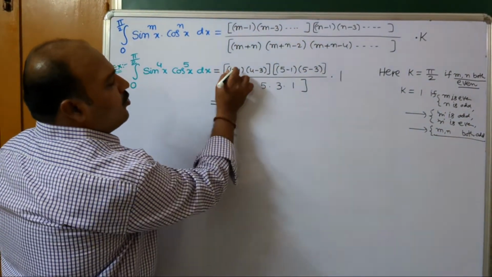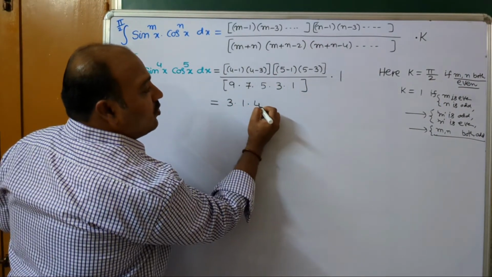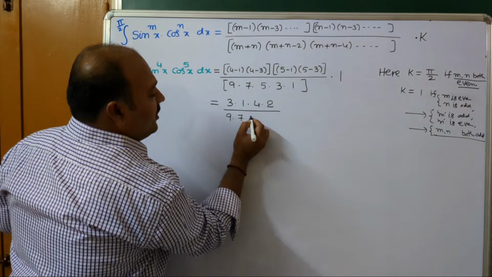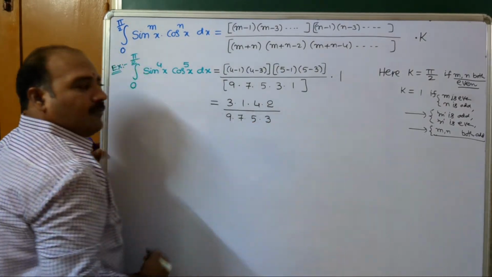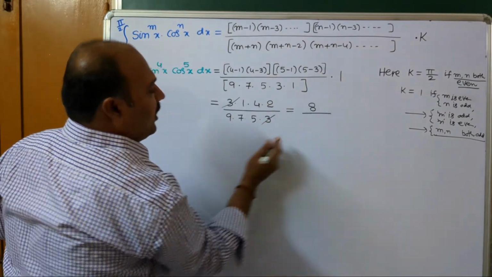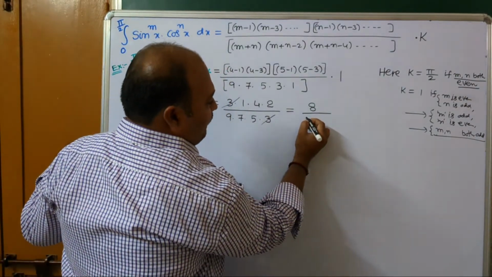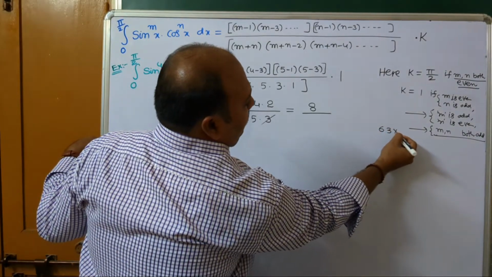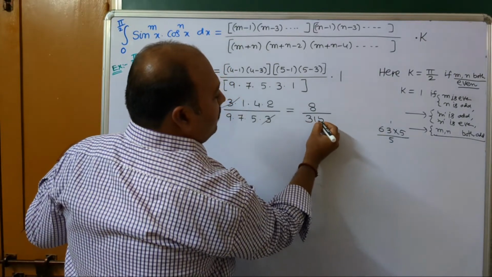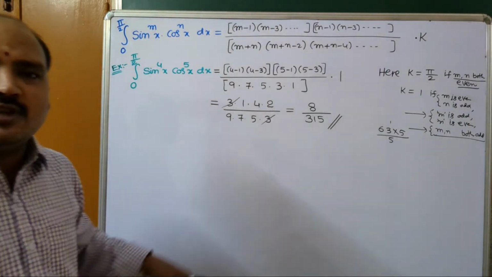Now simplification. 4 minus 1, 3. 4 minus 3, 1. 5 minus 1, 4. 5 minus 3, 2. Divided by 9 into 7 into 5 into 3. Here 3 gets cancelled. 4 2s are 8, divided by 9 into 7, 63, into 5, 315. So this is the way you can do it, dear students, the answer.